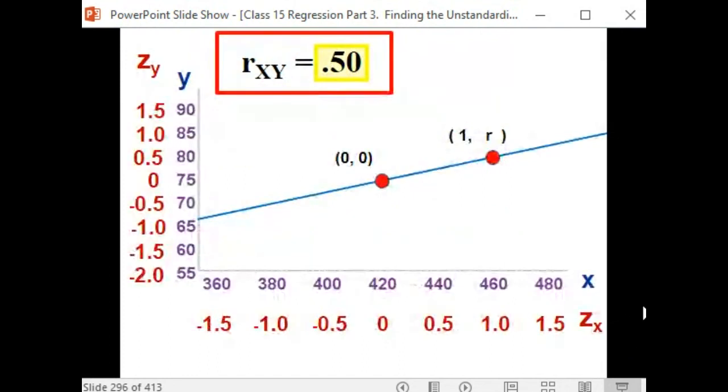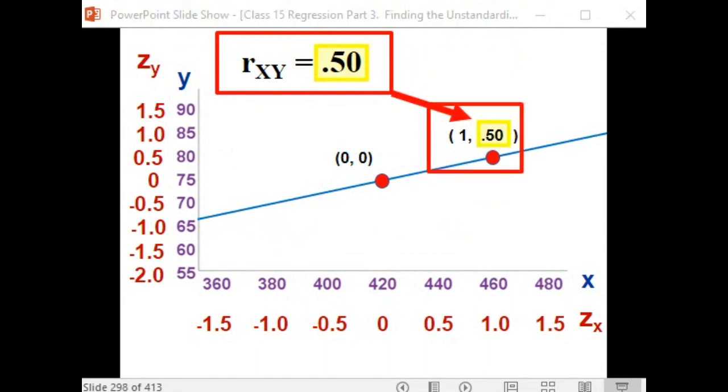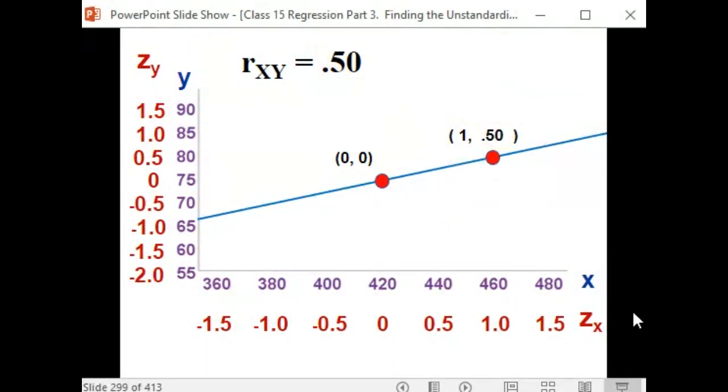Now let me show you what that means. As an example, for this regression line, r equals 0.50. So the 1r point is the point whose coordinates are 1 and 0.50. When the ant walks up the regression line between the 2 points, the ant travels sideways 1 standard deviation of x, and the ant travels up 0.50 standard deviations of y.